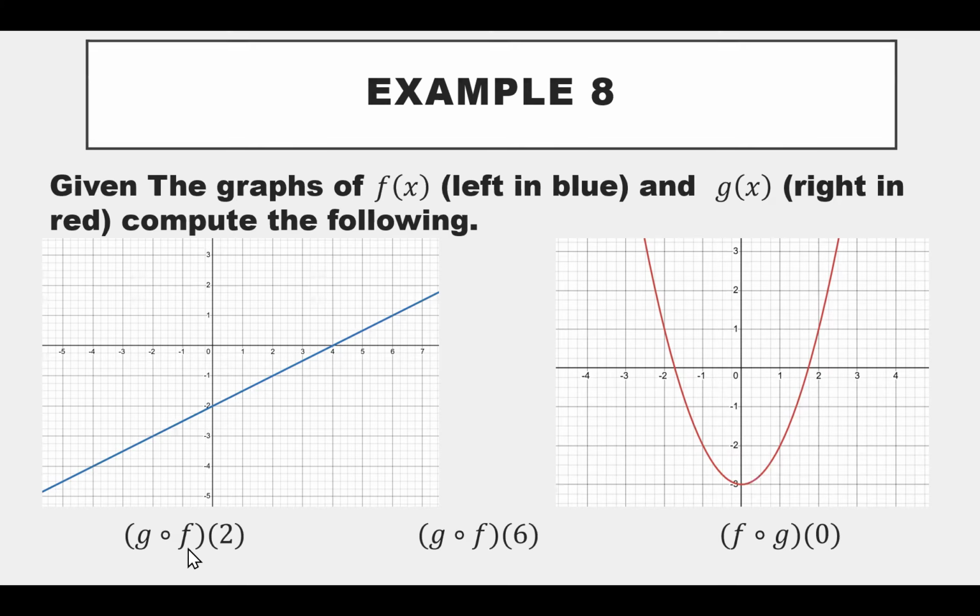Could we do function composition? Could we calculate g of f of 2 and g of f of 6 and f of g of 0 using these two graphs of the functions? Well, the short answer is, of course we can, or else we wouldn't be asking. We just have to figure out, remember, x values are our inputs, y values are our outputs. So we can get the corresponding inputs and outputs for g and for f by looking at points on those graphs.